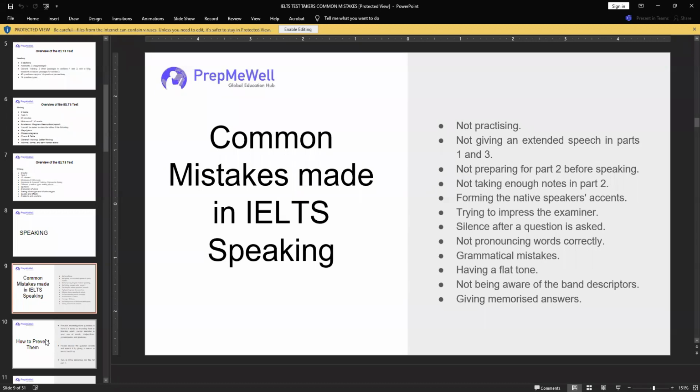Then another common mistake people make is that they do not give extended speech. So what do I mean by extended speech? Your examiner asks you a question, then you give a direct answer and you stop talking. So maybe the examiner asks you, how many languages do you speak?